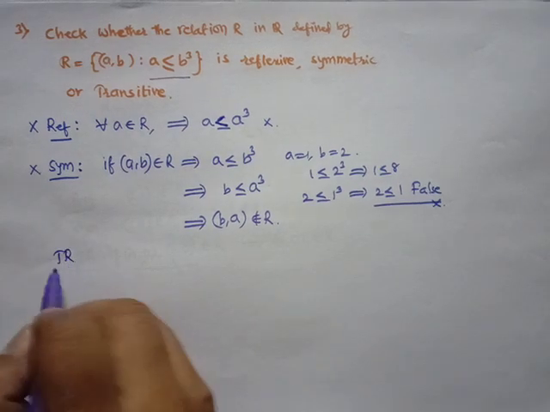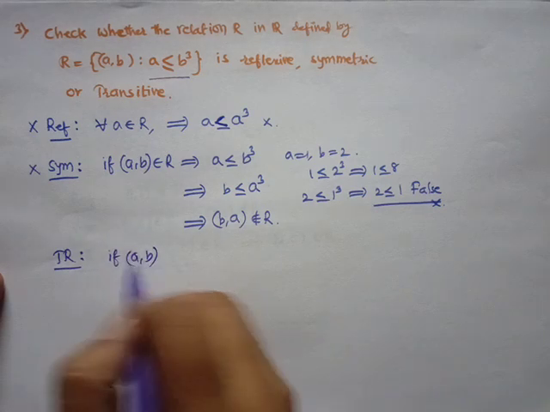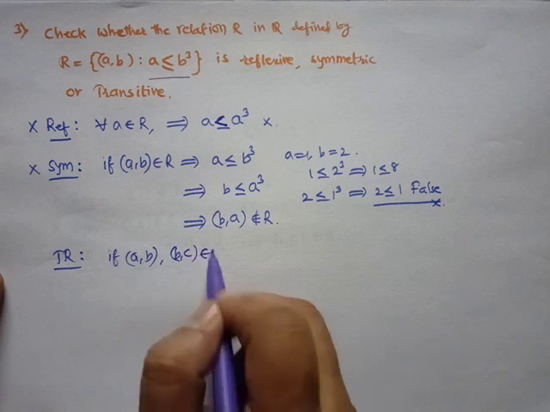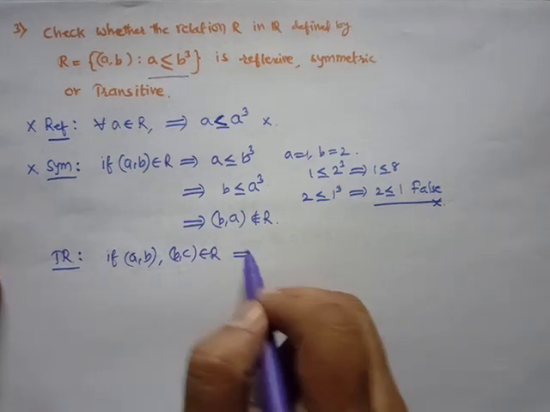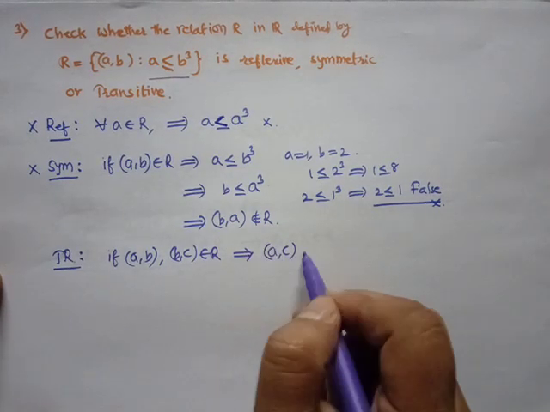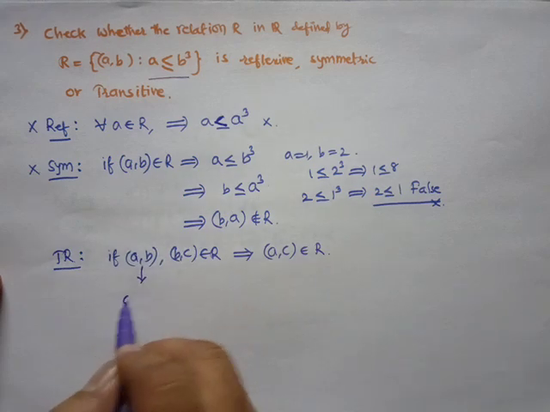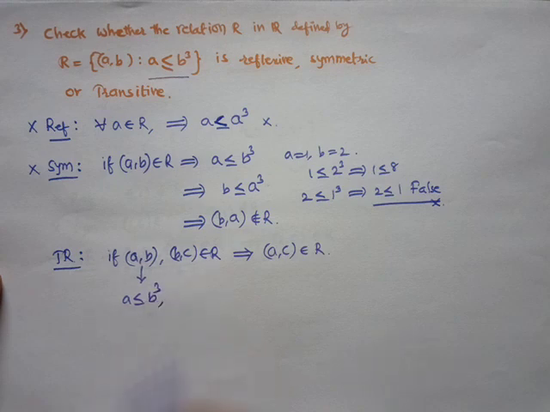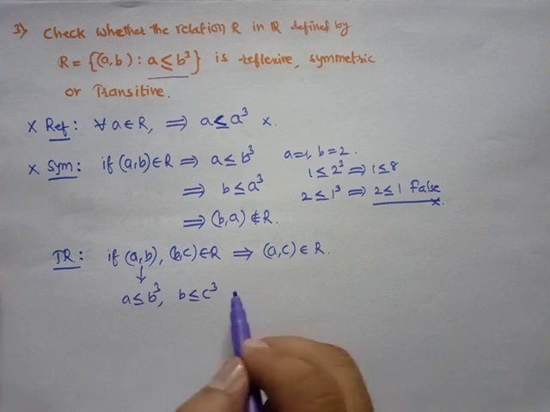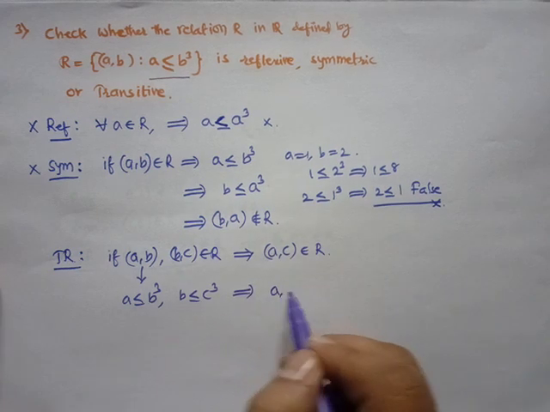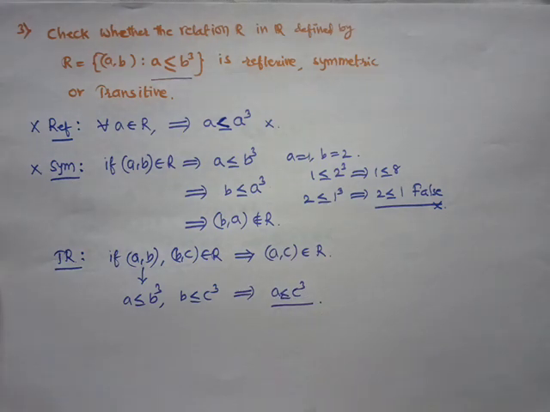Coming to the last, the transitive case. If (a, b) and (b, c) both belong to R, with that help can we say (a, c) belongs to R? (a, b) belonging to R means a ≤ b³, and (b, c) belonging to R means b ≤ c³. So can we say a ≤ c³? We'll see whether it is true or false.